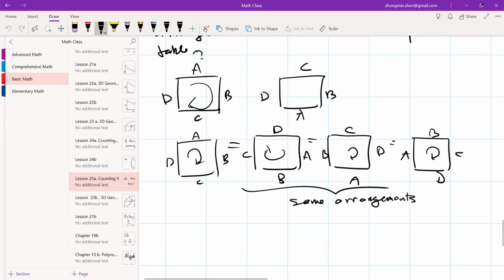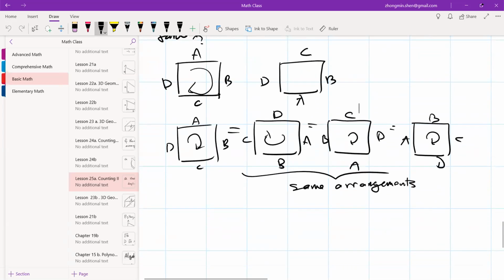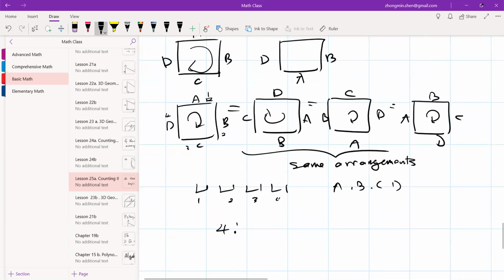Now, here's a couple of ways to think about it. Assume you label all the chairs: chair one, chair two, chair three, and chair four. So you have four chairs, and then you have four people, A, B, C, D, and you put them in order. Then there are four factorial different arrangements.